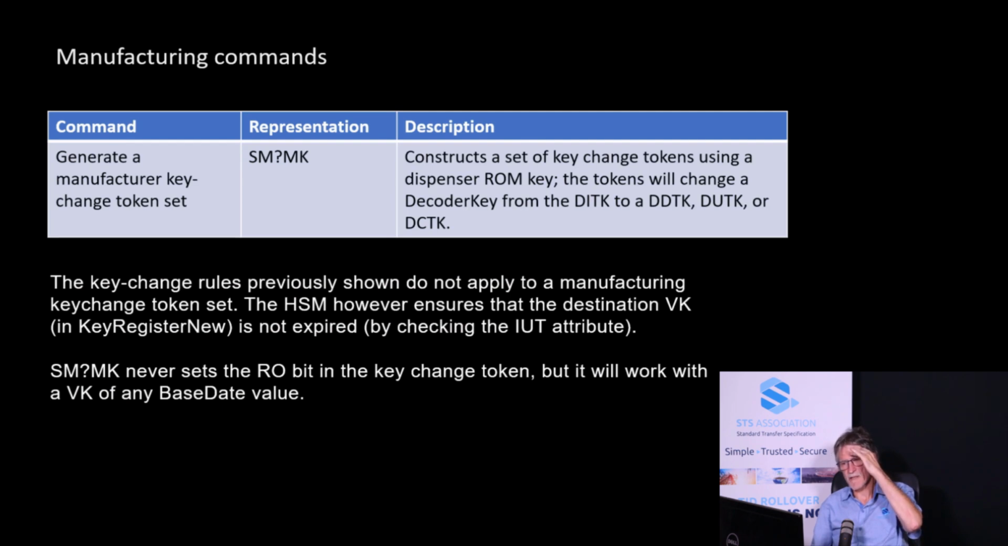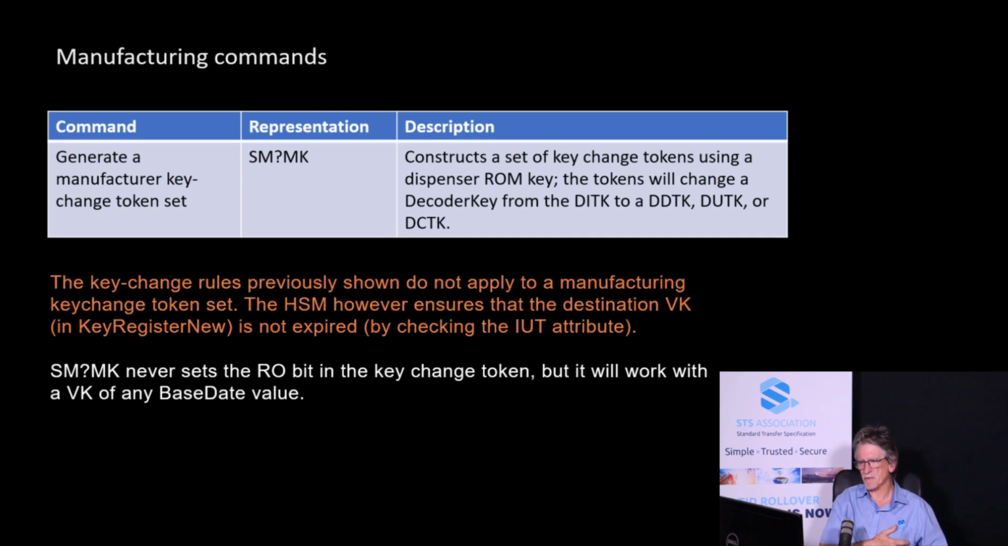Generating a manufacturer key change token. This constructs a set of tokens using the ROM key. So in other words, you're going from DITK to either a DDTK, DUTK, or DCTK. And in the production environment, this is what will happen. Once you've manufactured meters, they'll all be in a DITK mode. And right at the end, before you put them into storage or ship them to the customer, they go from DITK to one of the other keys.